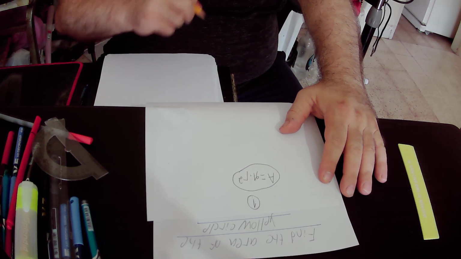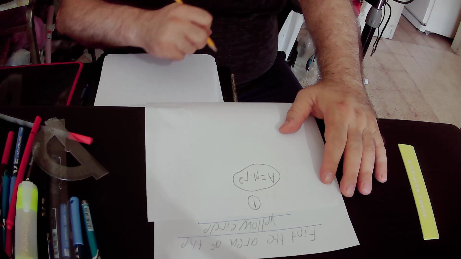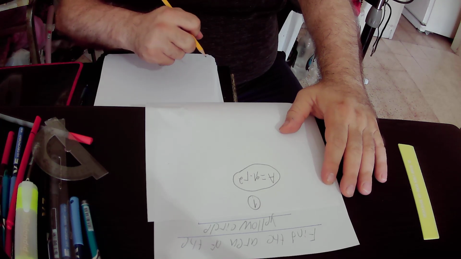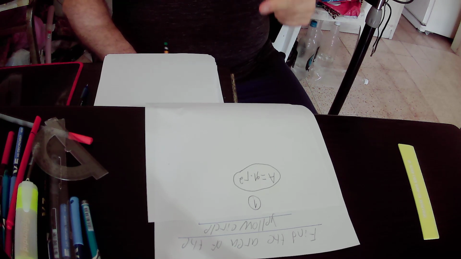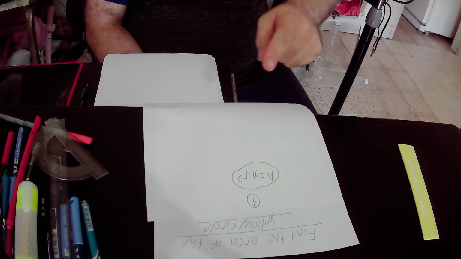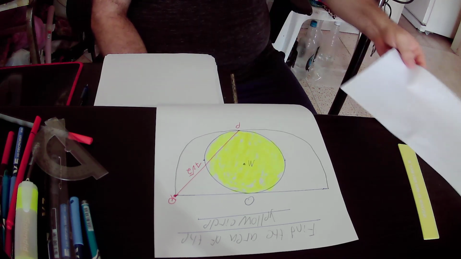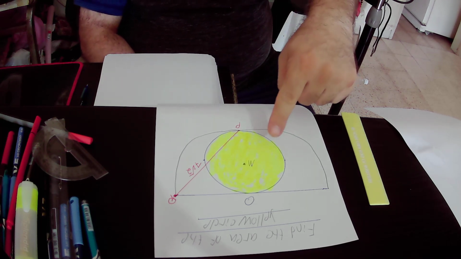So the area equals pi times the radius of the circle squared. The square of the radius times pi is the area of any circle. As you can see, the only variable that is missing in order to find the area of the yellow circle is the radius. So the only thing that we have to find is the radius of the yellow circle.